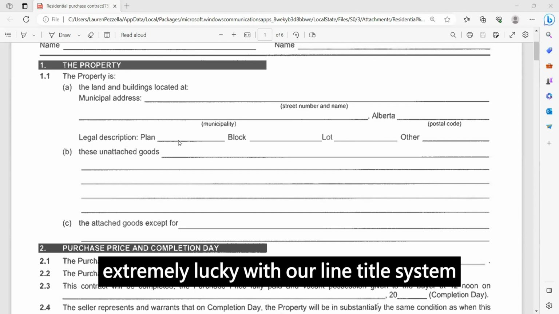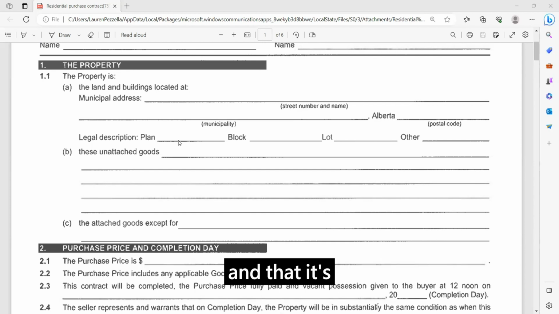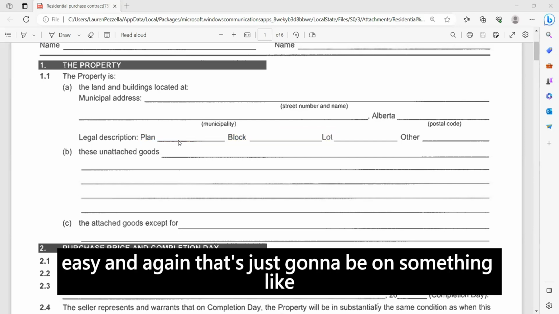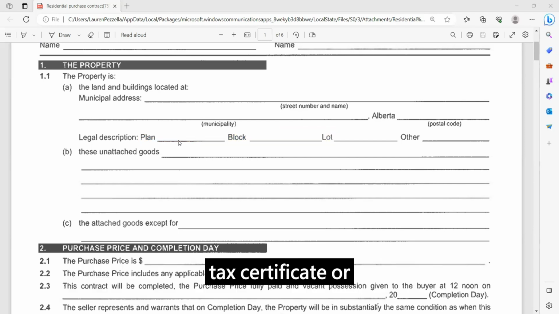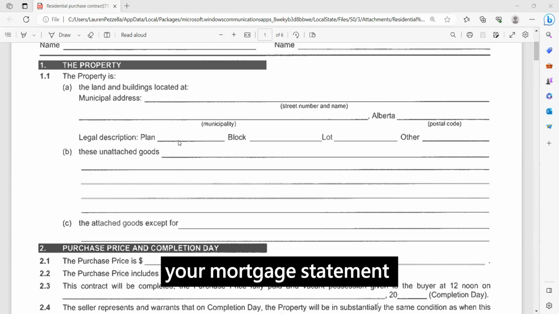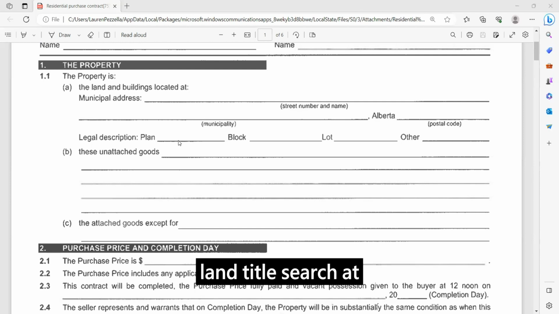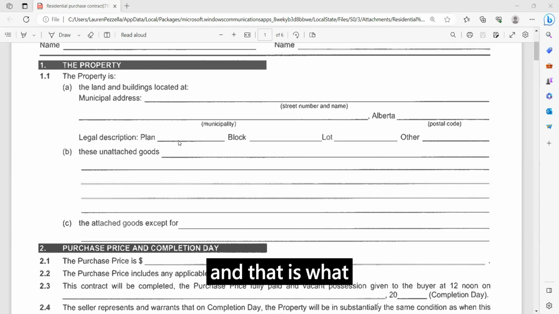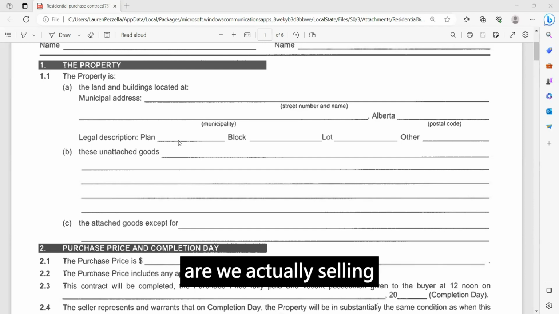And in Alberta, we're extremely lucky with our land title system in that it's plan, block, plot, which makes it super easy. And again, that's just going to be on something like your property tax certificate or your mortgage statement. You can also do a land title search at any registry's office as well to get that. And that is, what are we actually selling?